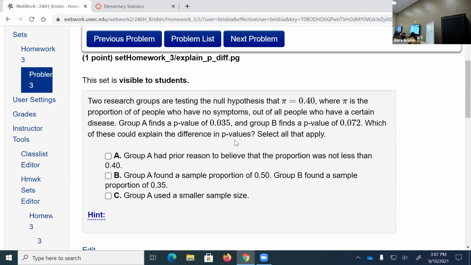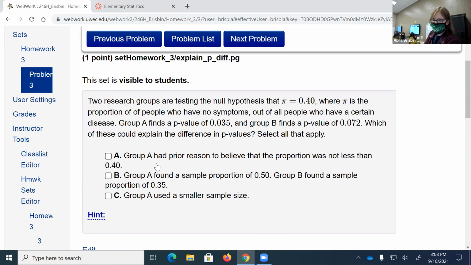Looking at these 2 p-values, which group found stronger evidence against the null hypothesis? Say what? Group A, yeah. Group A has a smaller p-value. They had stronger evidence. So we need to look at each of these options and decide whether it's a good explanation for why group A would have stronger evidence against the null hypothesis in favor of the alternative hypothesis.